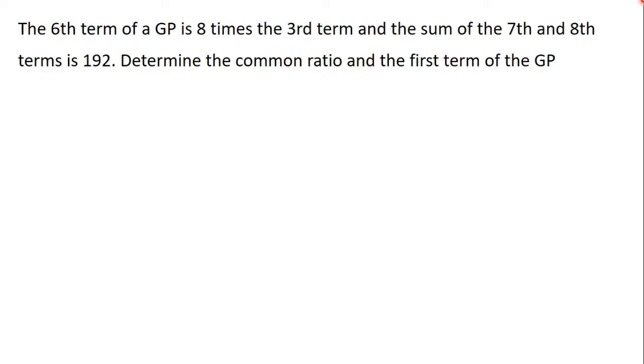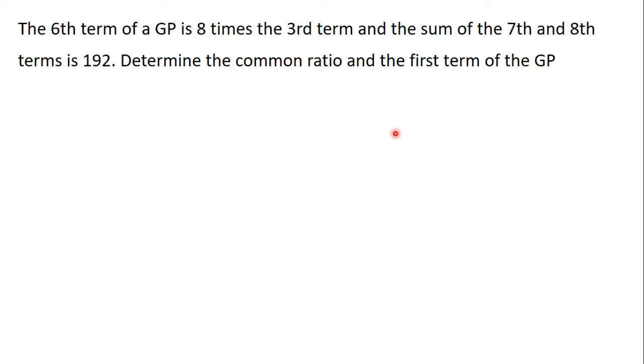The question for this video is: the sixth term of a GP is 8 times the third term, and the sum of the seventh and eighth terms is 192. Determine the common ratio and the first term of the GP. So in this GP, the sixth term is 8 times the third term, and when you add the seventh and eighth terms together, you will have 192. The question wants us to use this information to determine the common ratio of the GP and the first term of the GP.